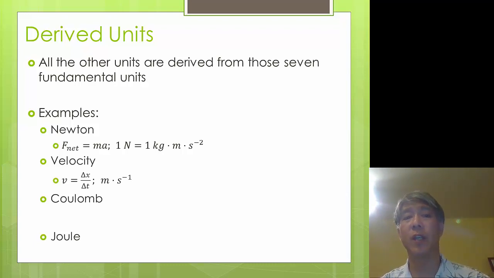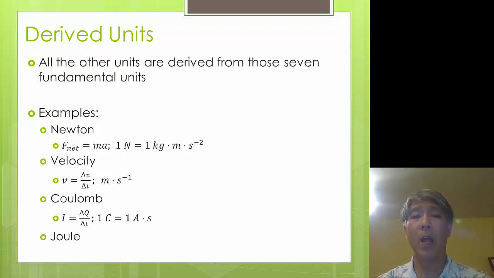Velocity, which is change in distance over change in time, or meters per second. In IB notation, meters times seconds to the -1. Coulomb, this is why amperes trips up people the most. Current is defined as charge over time. So 1 coulomb, if I reorganize that equation, becomes 1 ampere second.